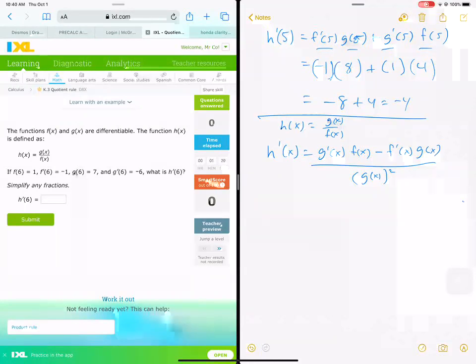Wouldn't it be f of x on the bottom? Yeah, you're right. Thank you for catching that.